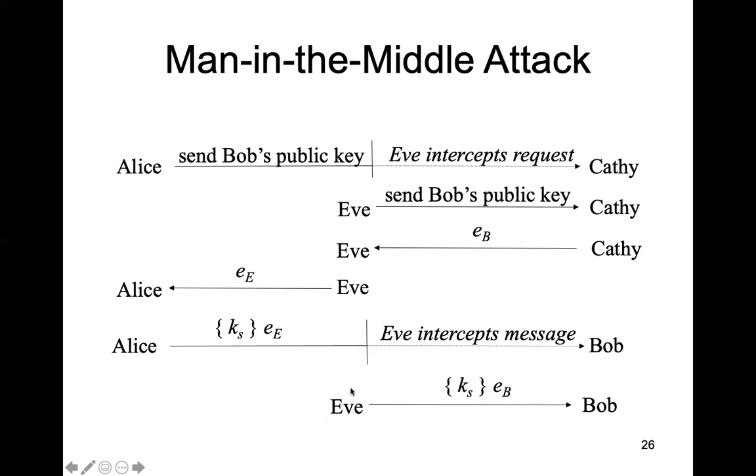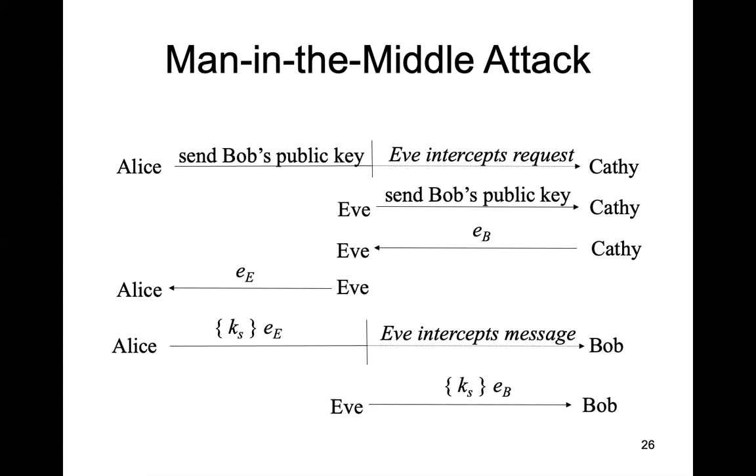So now Eve has become a man in the middle. She will pretend to be Bob to Alice and Alice to Bob, and in the middle she is sitting and decrypting everything that Alice thinks that she's sending in secret to Bob.